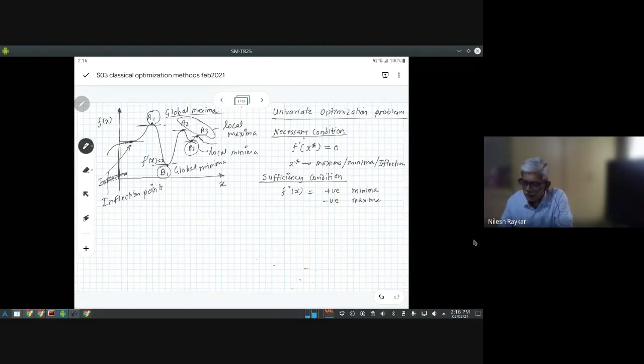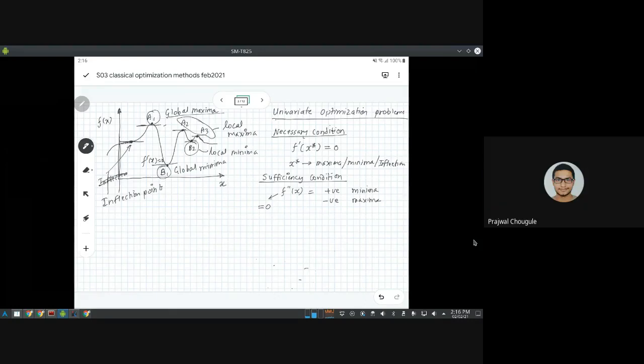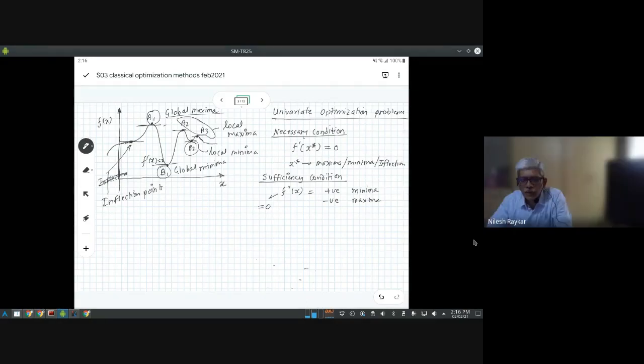But what happens if f double dash x also happens to be 0? Is it the point of inflection? No, it need not be. So it still remains undecided. Does anybody know what to do if f double dash x is also 0? Okay. So the sufficiency condition in its totality is as follows.